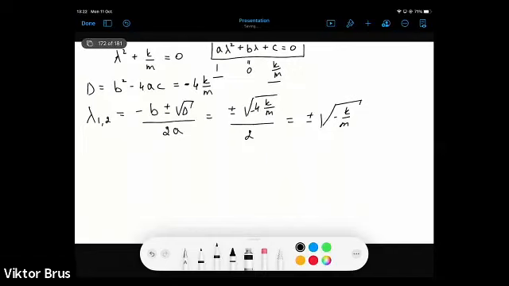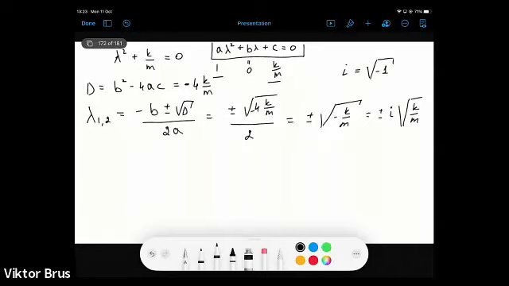Since we have a minus under the square root, it means that we deal with complex numbers. And that's why our solution can be correctly represented as i times the square root of K divided by M, where i stands for the imaginary unit, that is, the square root of minus unity.